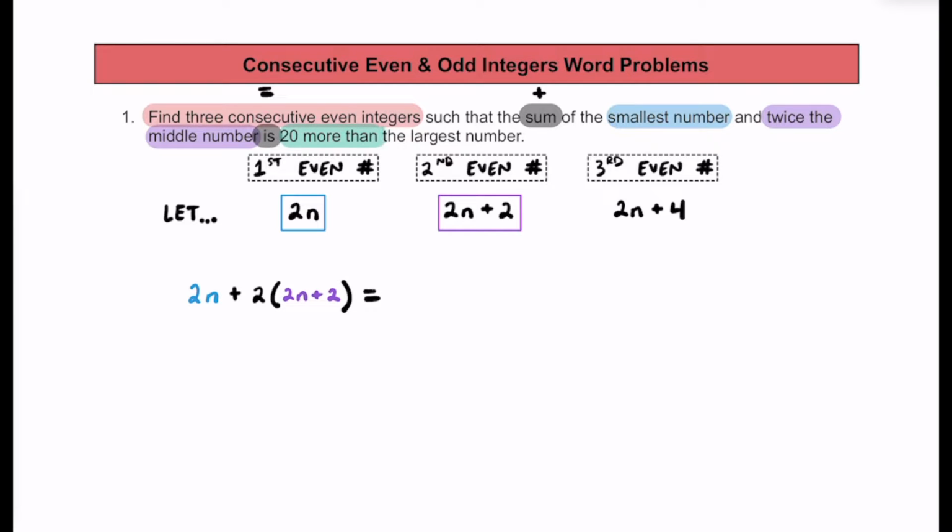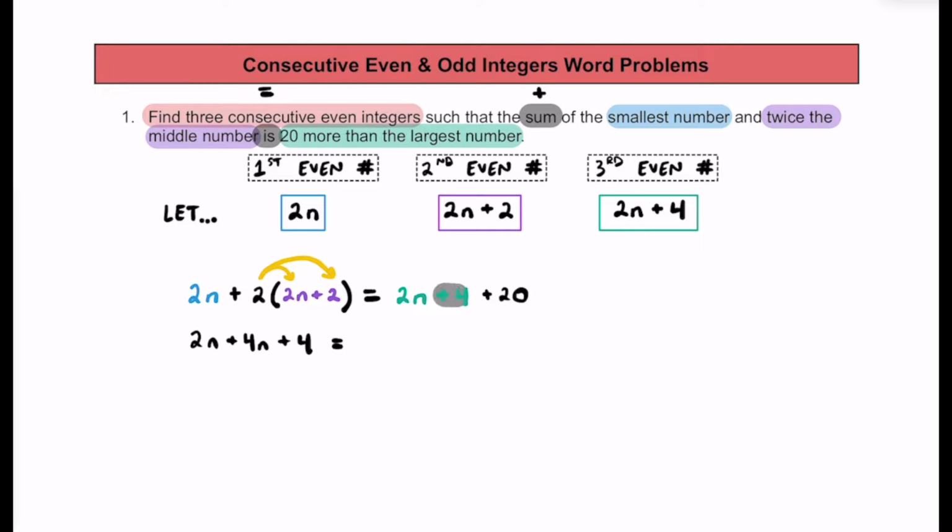And the last information they tell us is that it's going to be 20 more than the largest number. This 2n plus 4 is going to be our largest even number, so 2n plus 4, and it says it's going to be 20 more than that, so we're adding 20 onto this. All right, so this is going to be the equation that we're going to solve here. First thing I'm going to do on the left side is distribute this 2 to both terms inside here. If we do that, then we're going to have 2n plus 4n plus 4.